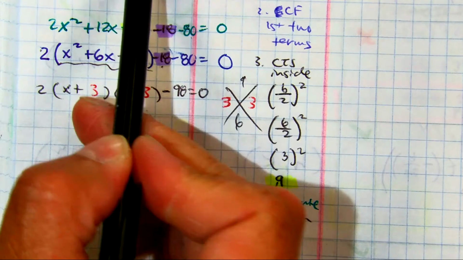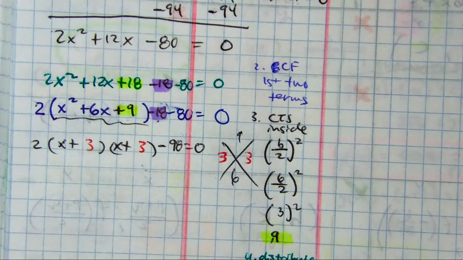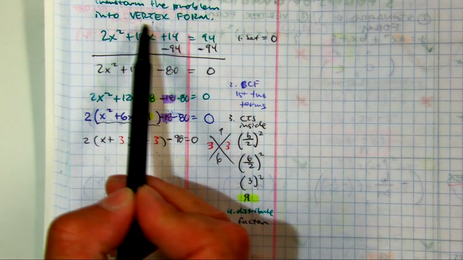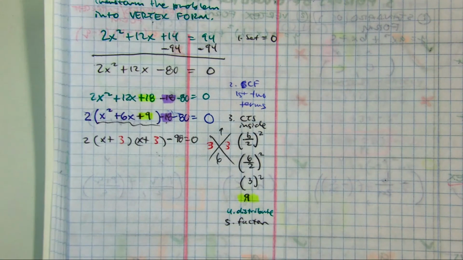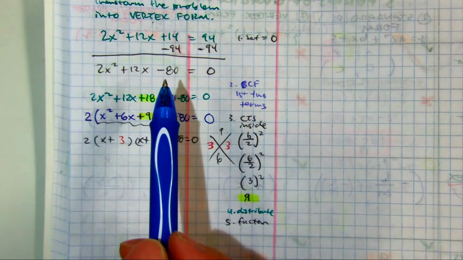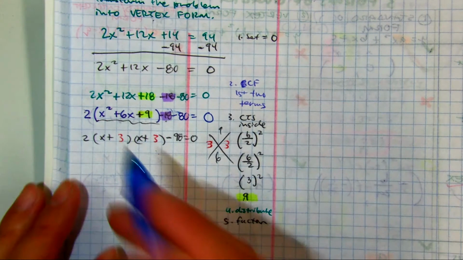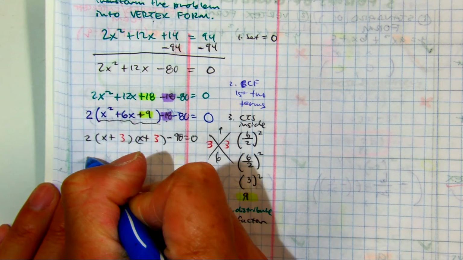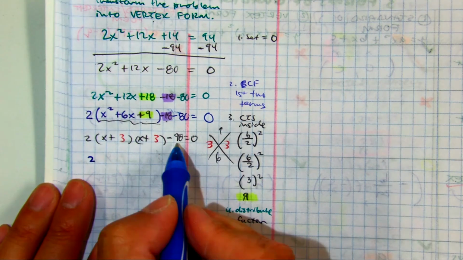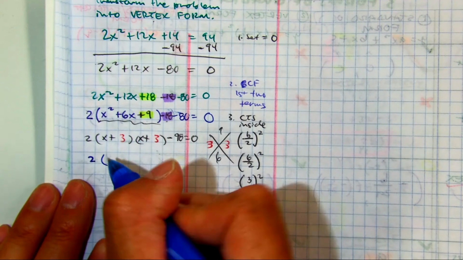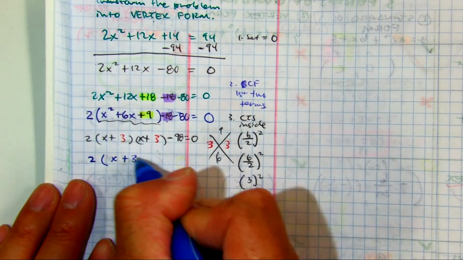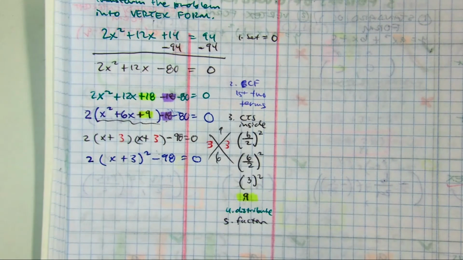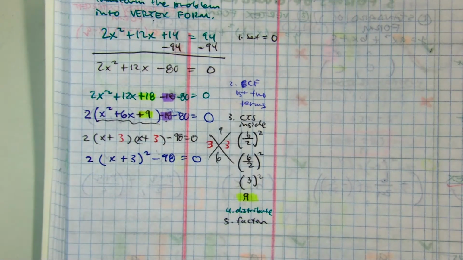Vertex form has one set of parentheses. So how do you combine those binomials now? You could, or go the other way. Are these identical? So what do you write? It's minus 98. Correct. And then you have x plus 3 squared. Okay. Why did we do all that? We did all that to go from standard to vertex form.